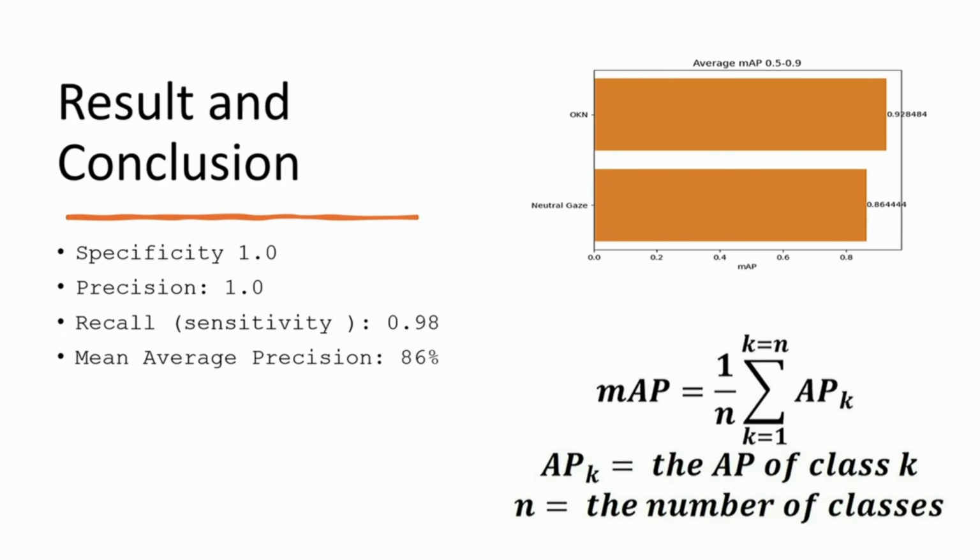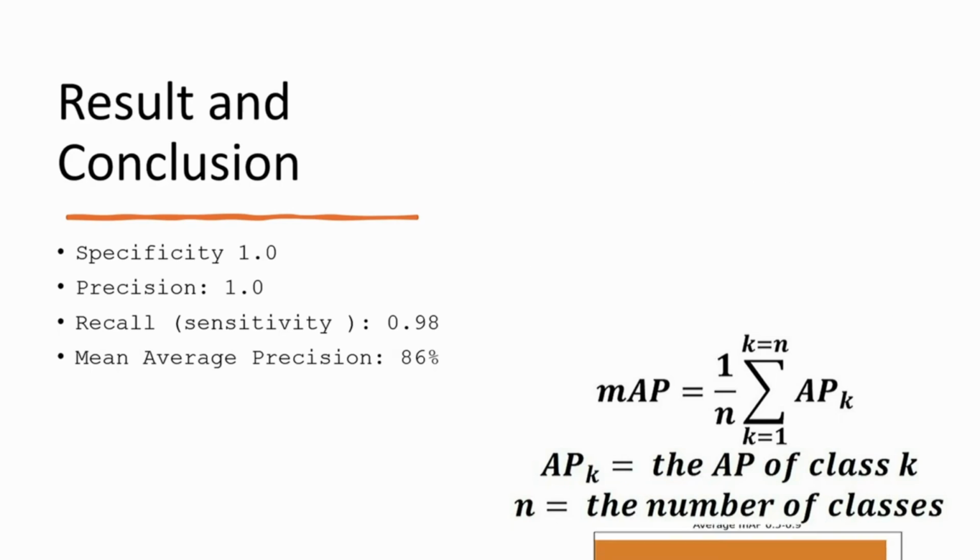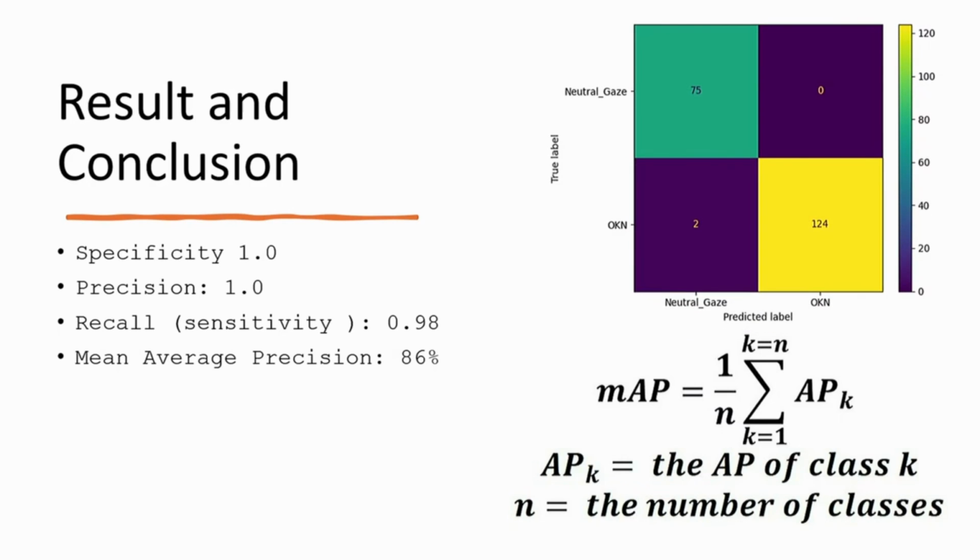Of course, the data needs to be generalized. We need to do more tuning, but the current result for the mean average precision is around 86% for the collected data set. And also, we have the confusion matrix for the test data set, as we can see.